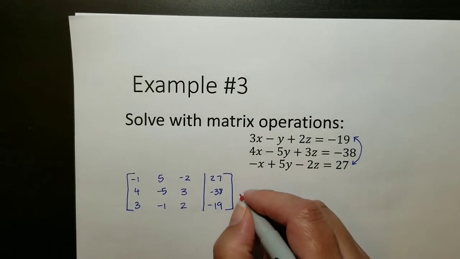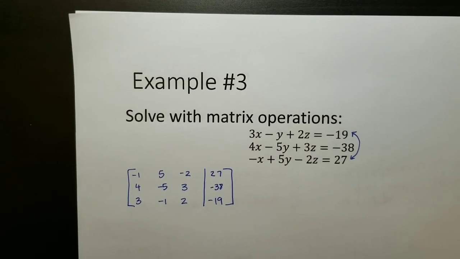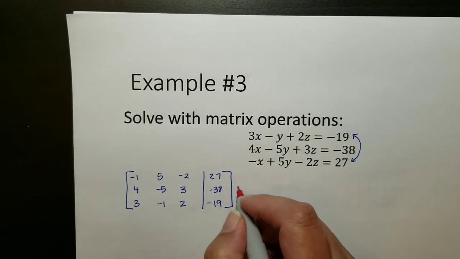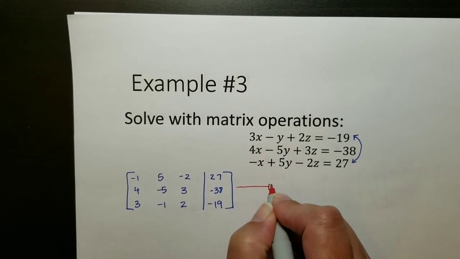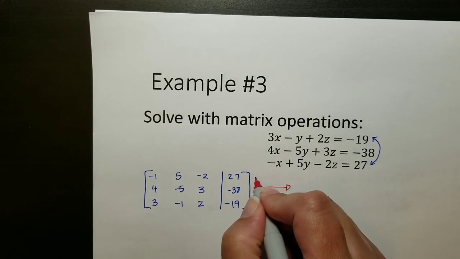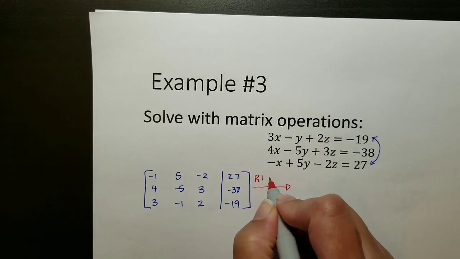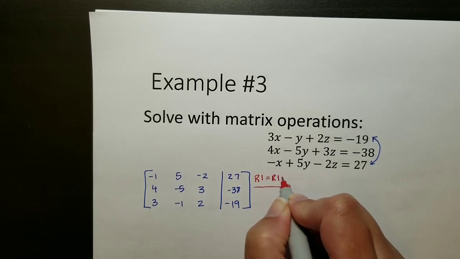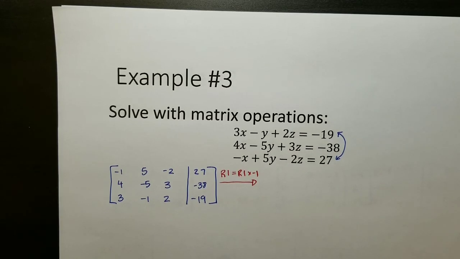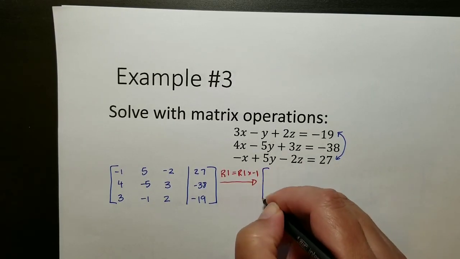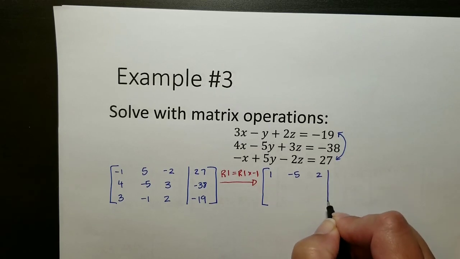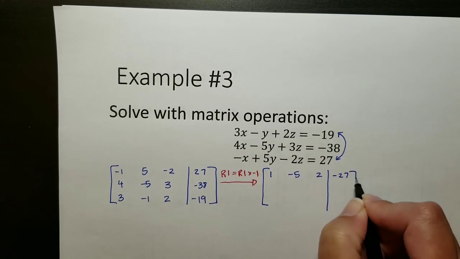Sorry, bumped my camera there. I'm going to do step 1 and 2 together in one step. So the first thing, step 1, is to get a 1 in that column. So row 1 equals row 1 times negative 1. So I'm just going to multiply through by a negative, and then swap the sign of everything in there.